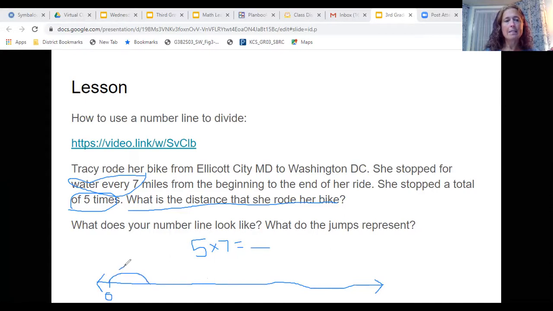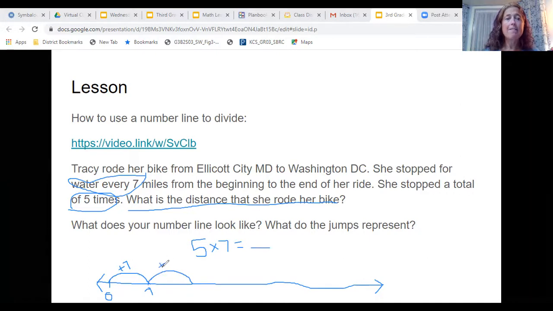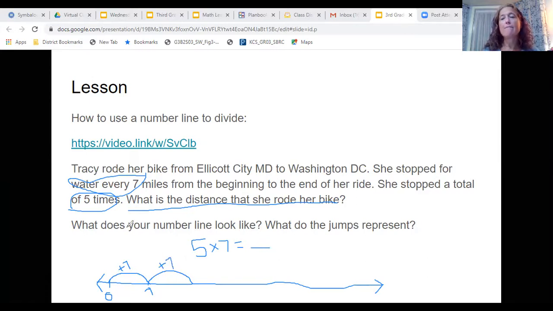7. So we're adding 7. Okay? Which leaves us with 7. Do not forget to put the jump and the number that you land on. We're going to jump another 7 because remember we have to do it how many times? 5 because she stopped every 7 miles 5 times. Okay, so 7 plus 7 is 14. Okay, and then we're going to jump again. So plus another 7. 7 plus 14 is 21.